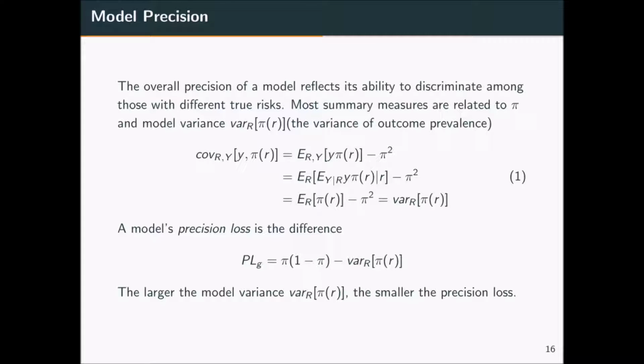Now, let's turn to the precision part. Most precision measures are related to pi and the model variance. It can be verified that the model variance is equivalent to the covariance between the outcome prevalences within assigned risk groups and the individual outcome indicators Y. The model's precision loss is the difference between the maximum risk variance and the model variance. The larger the model variance, the smaller the precision loss.